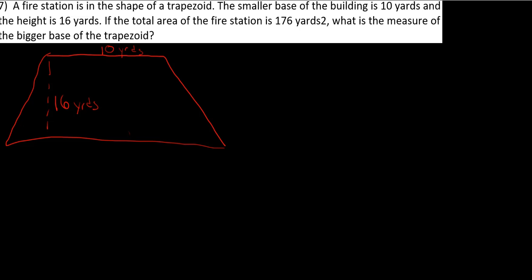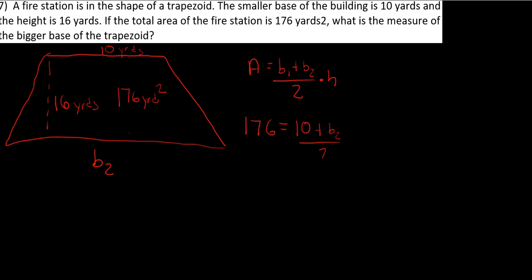I know that the total area, so everything in here, is going to be 176 yards squared, but I don't know what this is at the bottom. I don't know what base number 2 is. So let's start with our formula. Area is equal to base 1 plus base 2 divided by 2, and then we're going to multiply that by the height. I know that my area is 176 yards squared. I know for sure that b1 is going to be 10, but I don't know what b2 is. I'm going to divide that by 2 and then multiply it by the height 16. Here is my equation. So I'm just going to go ahead and rewrite that to the side.